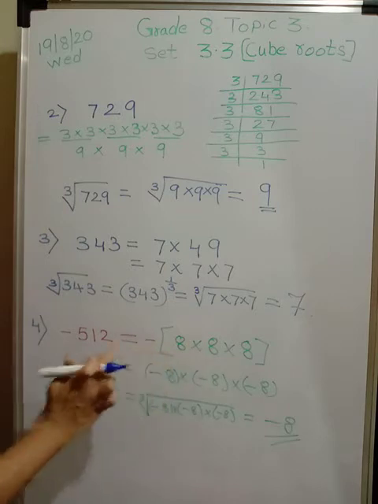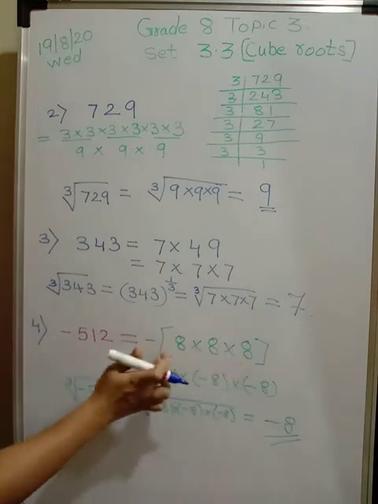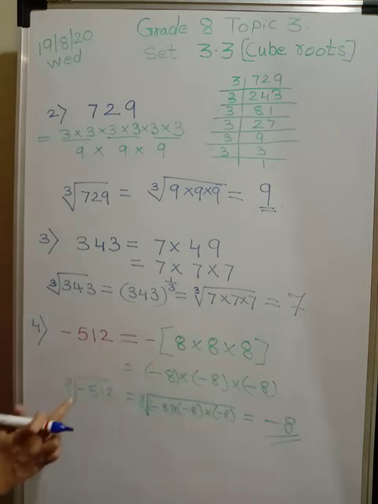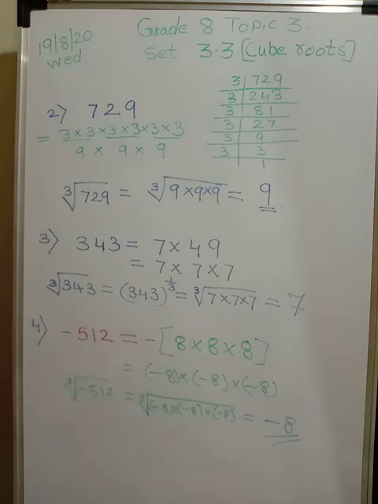And inside I am writing, this can be split up as 8 into 8 into 8. So 8 is multiplied 3 times. So you obviously know cube root of 512 will be 8. But now the question remains with the sign.